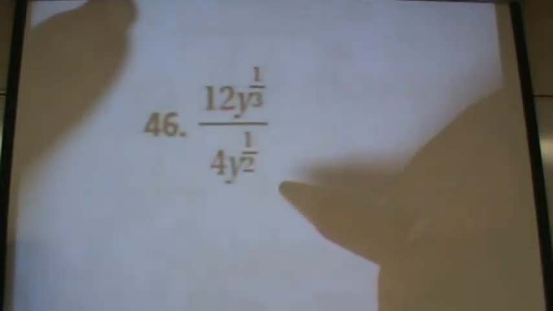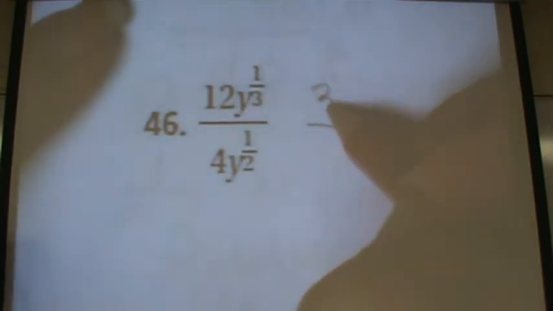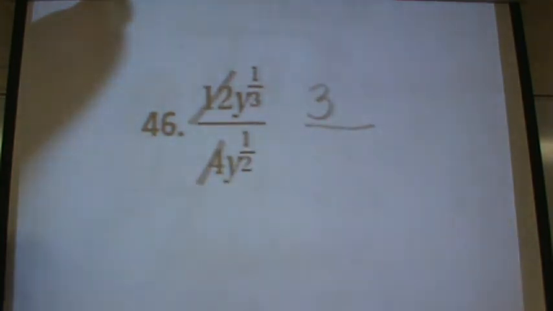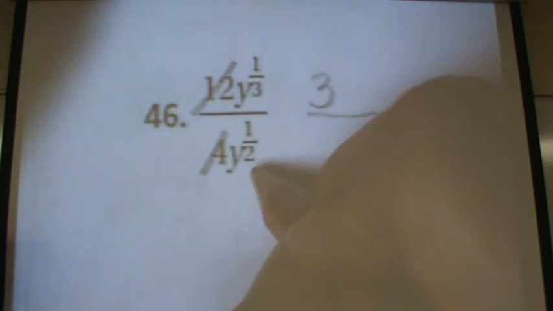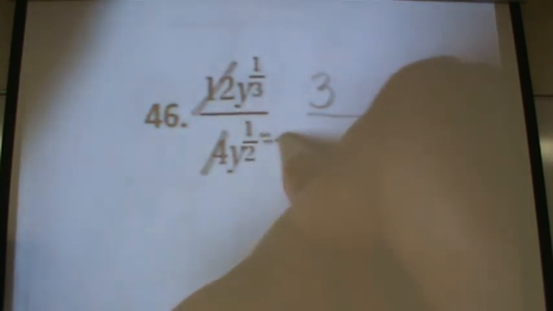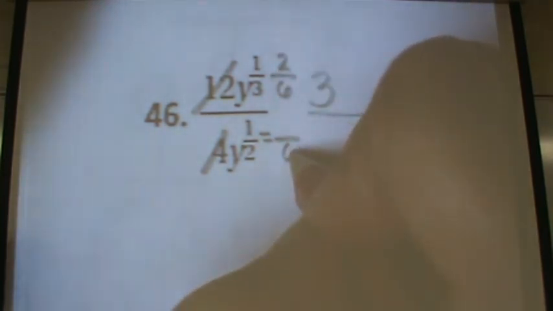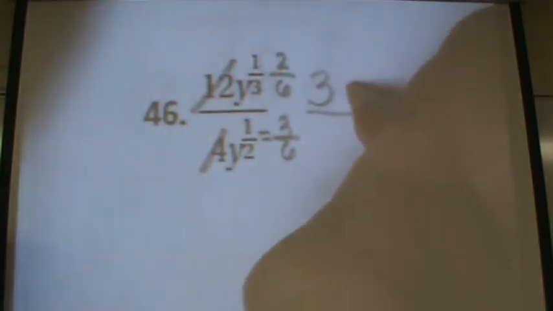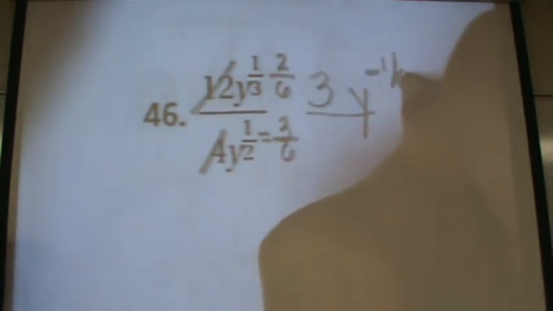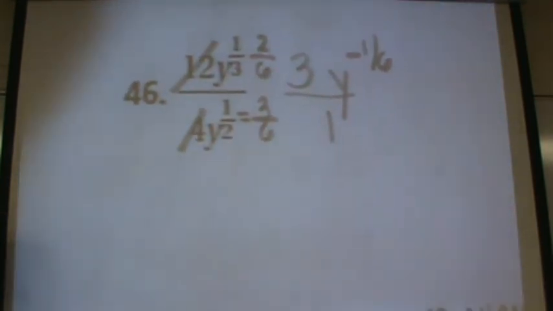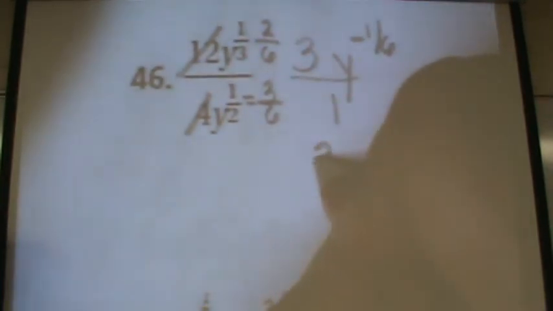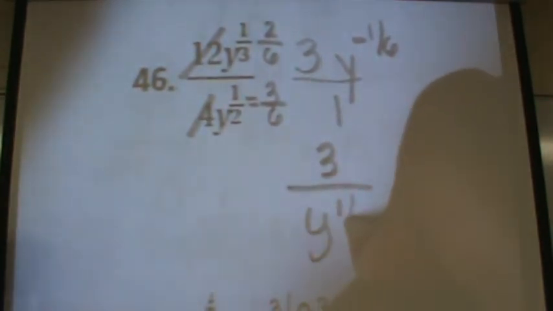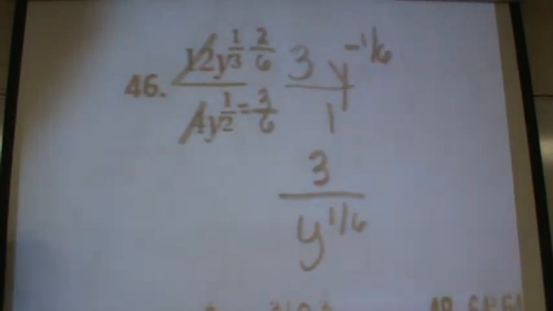For 46, what is 12 divided by 4? It's 3. That's what you do with the 12 and the 4. Now what you have is y to the 1/3 divided by y to the 1/2. You're going to get a common denominator, which is 6. So 2/6 minus 3/6 is negative 1/6. So you have 3y to the negative 1/6 or 3 over y to the 1/6 power to make it a positive exponent.